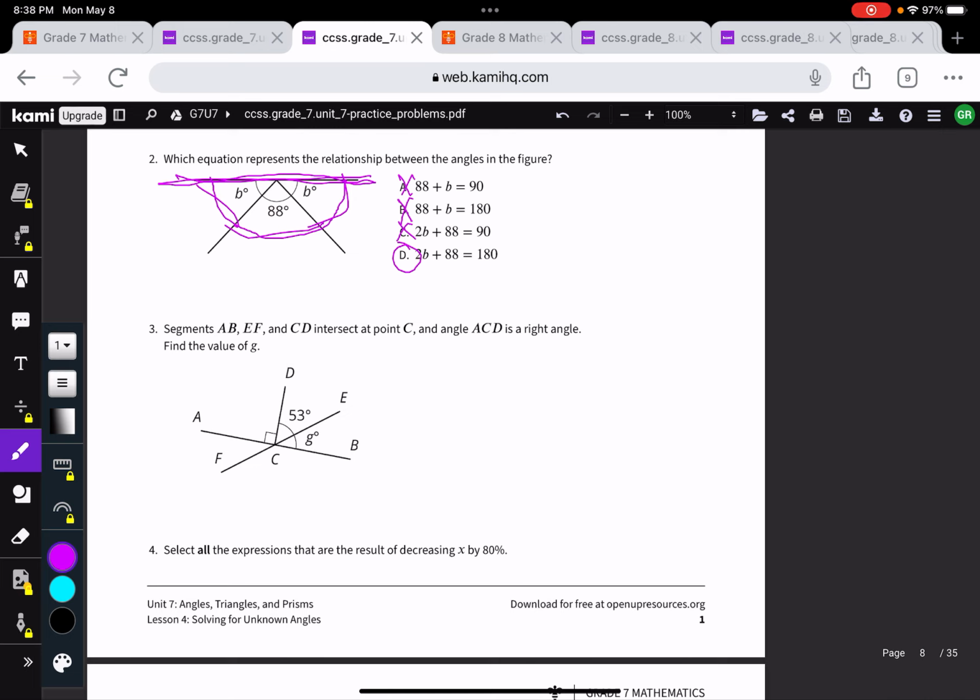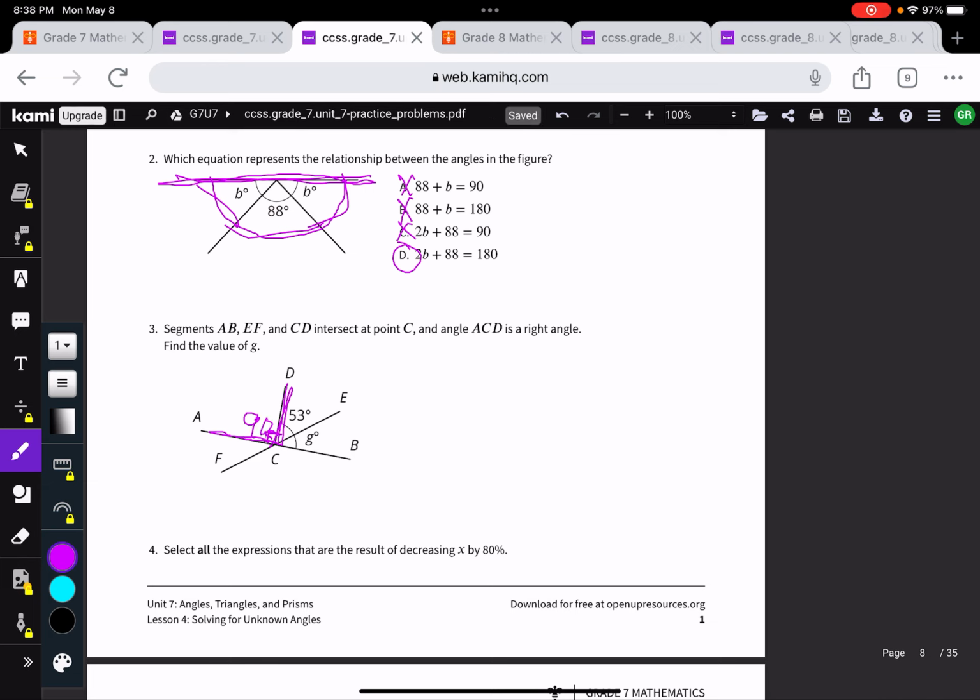Number 3, segments AB, segment EF. This is weird because there's no dots. So it's saying this line and CD all intersect at point C. Okay, duh. So they all attach right there. And angle ACD is a right angle. So that tiny little square and this angle right here, that's a right angle. That means it's 90.